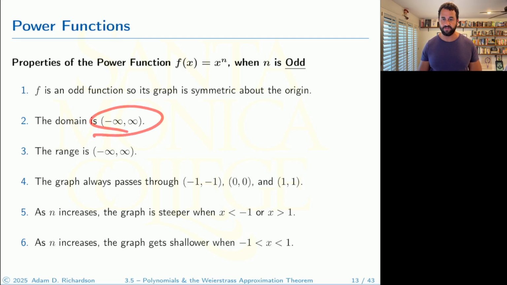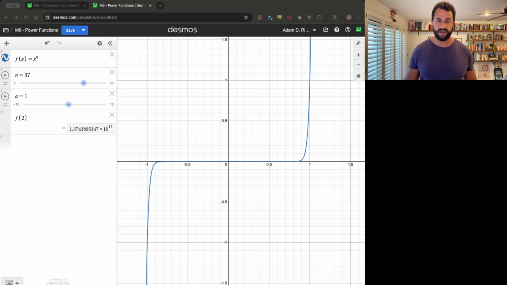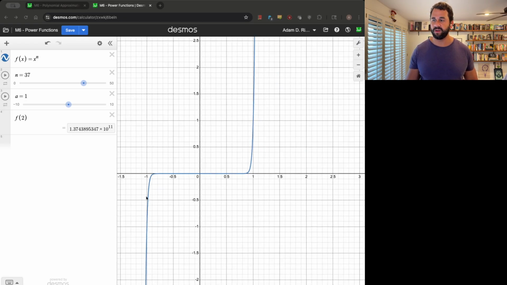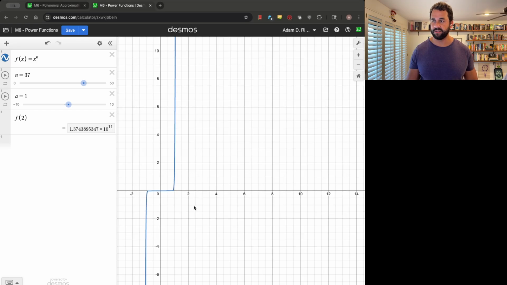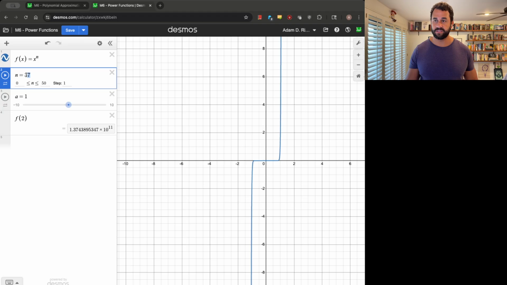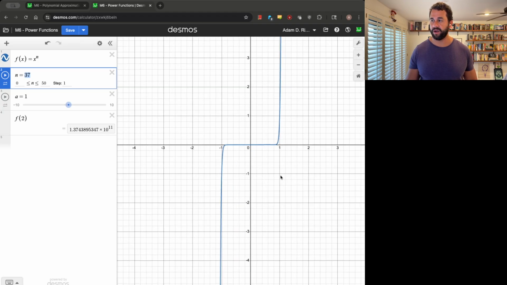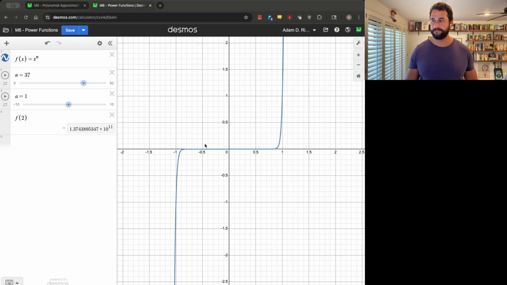Domain is still negative infinity to infinity. Now the range is negative infinity to infinity because when you raise something to an odd power, negatives are preserved. So let me flash over to the graph for a minute. You see here, we're okay with negative numbers. We can get negative results when the degree is odd, right? When that power is odd. There we go. Just like so.